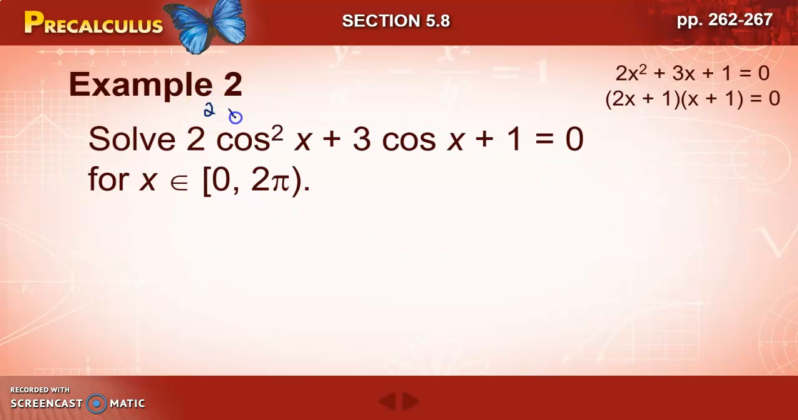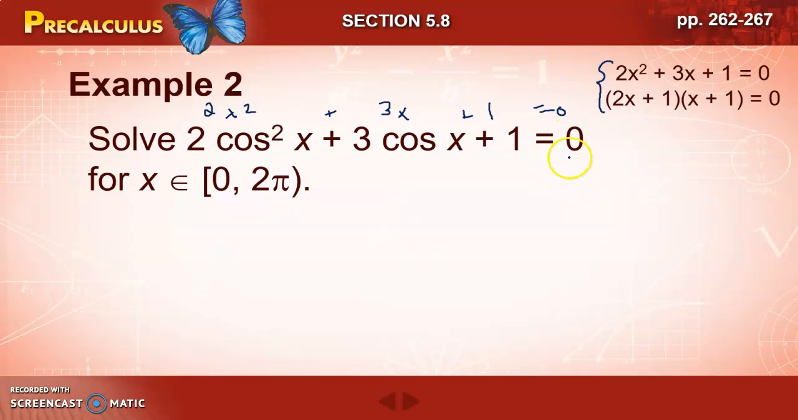This looks like 2x squared plus 3x plus 1 equals 0. And because that looks like a quadratic, it's actually going to act like a quadratic. So if we were to solve for an x over here in our quadratic equation, we would factor that, set each of our factors equal to 0 because of the zero product property, and solve for x that way.